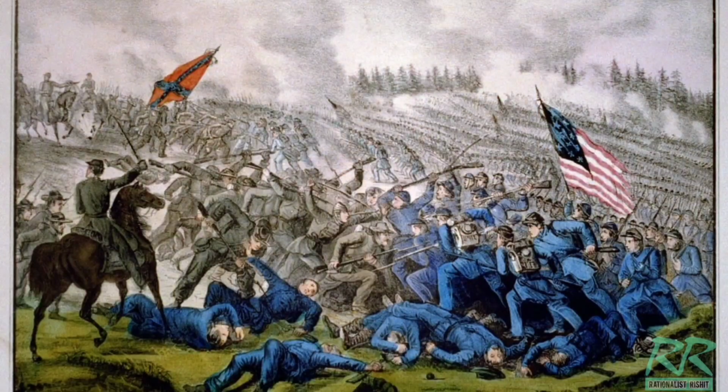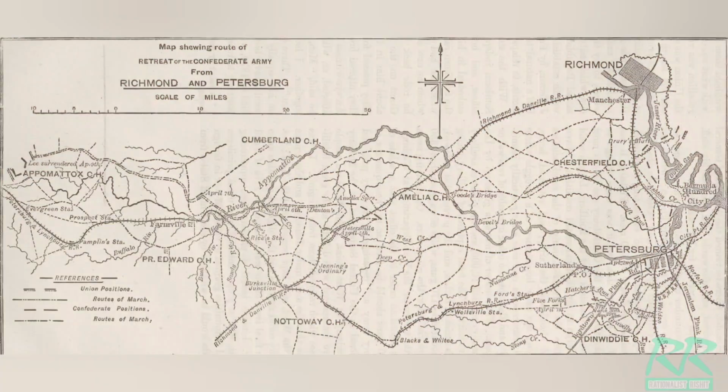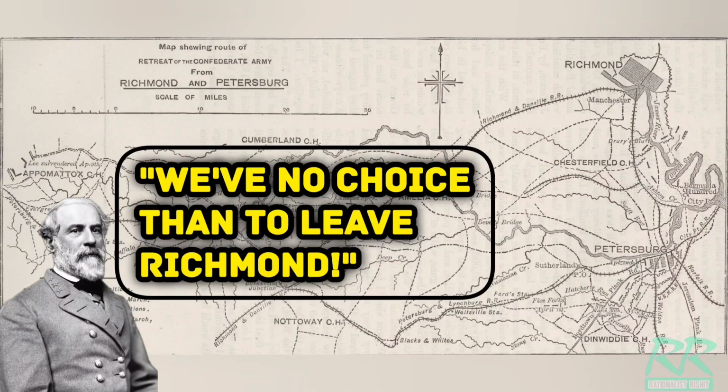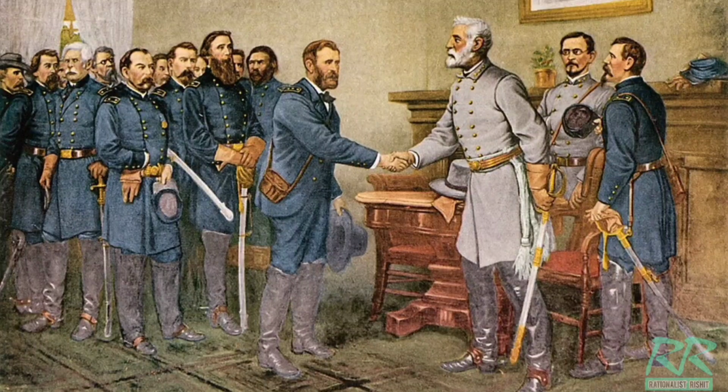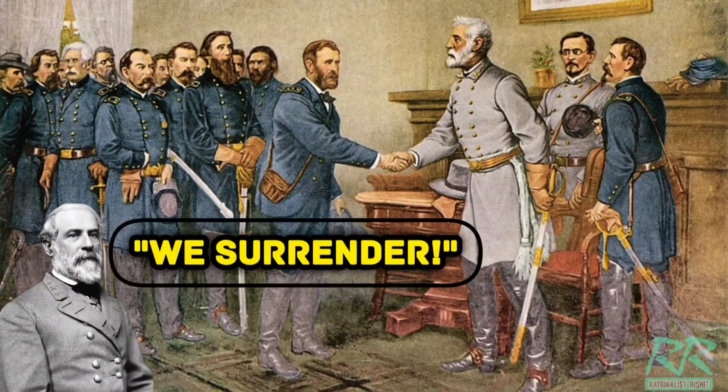By early 1865, the Confederacy was crumbling under Union pressure. On April 2nd, Union forces broke through Confederate lines during the siege of Petersburg, forcing General Robert E. Lee to evacuate Richmond, the Confederate capital. As they withdrew, Confederate troops set fire to military supplies, leading to a devastating blaze that destroyed much of the city.